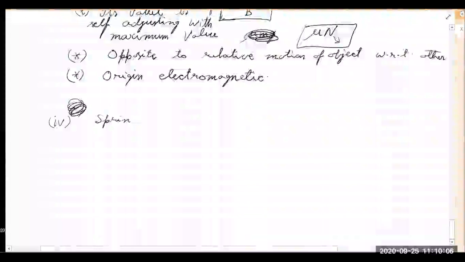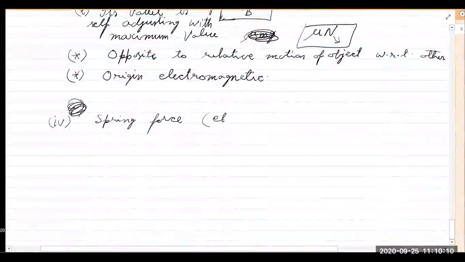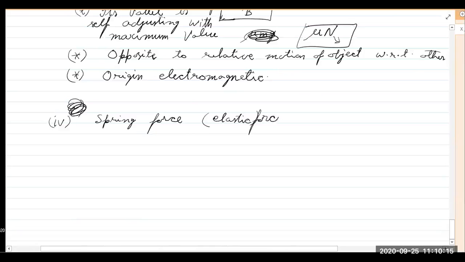Force, or elastic force. Okay, so what is this force? So this is force exerted by spring. Okay, so let us discuss this in a little more detail.